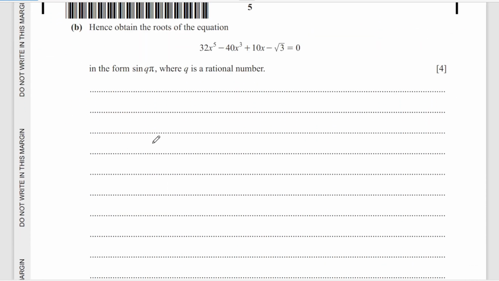In part B, they asked me to solve this polynomial equation, and they started the question with the word hence. This means that they are expecting me to use the result from part A. So using the result from part A, I will compare this with the given polynomial and use a substitution. And the best substitution here is x equals sine theta. Now, since x is equal to sine theta, I'm going to replace x in the answer of part A.